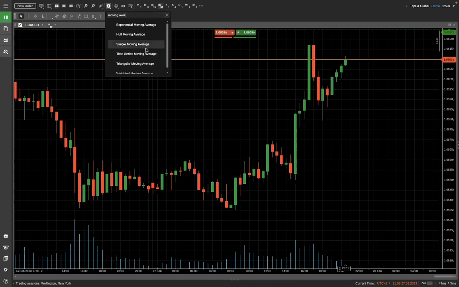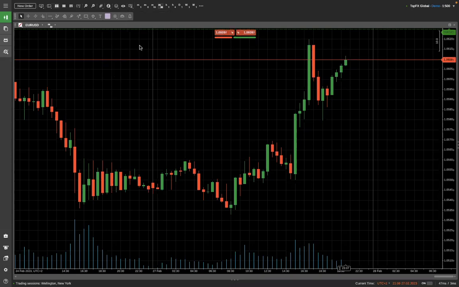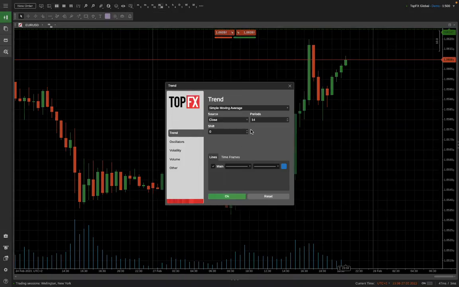Moving average, and I'm trying to find the simple moving average. There you are. If you apply the simple moving average on the chart, this kind of window will pop out. This is a crucial forex indicator that shows the average price value over a particular chosen period. If the price trades above the moving average, it means buyers are controlling the price. And if the price trades below the moving average, it means sellers are controlling the market, right?